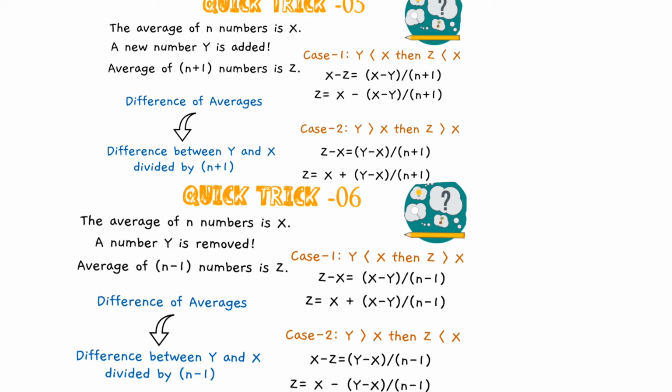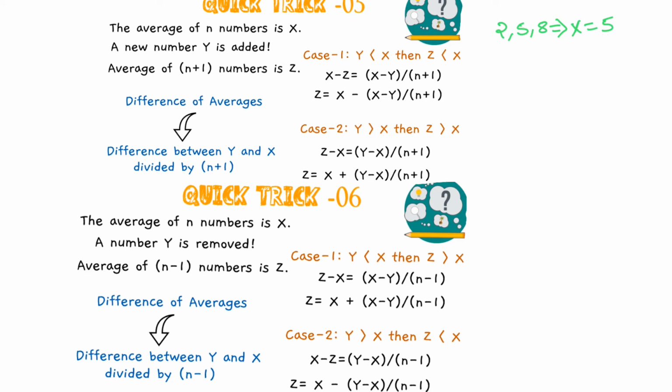Let us take three numbers 2, 5 and 8 and obtain their average. It is x is equal to 2 plus 5 is 7, plus 8, that is 15 over 3, which is equal to 5. I am taking a group of three numbers whose average is equal to 5.